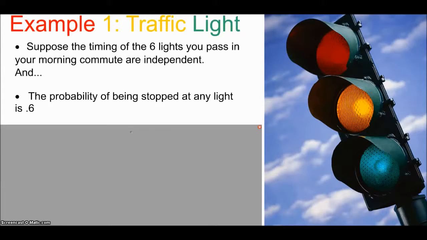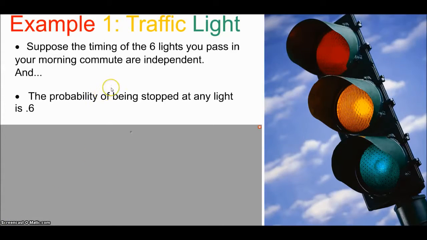Alright, so let's keep on with the theme of getting to school. Let's talk about traffic lights. Suppose that there are 6 traffic lights as you are coming to school. Each traffic light is independent of each other, meaning that just because you stopped at a red light on one light does not affect the chances of you getting stopped at the red light again for a second light.